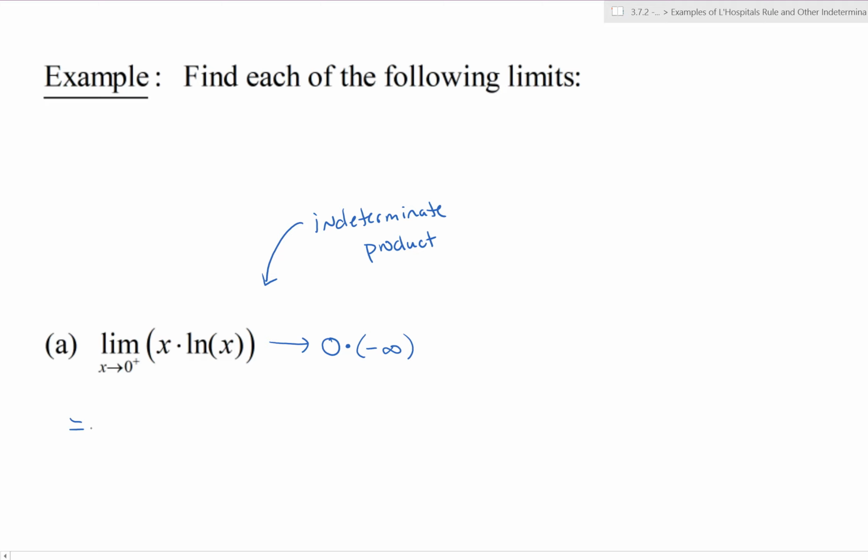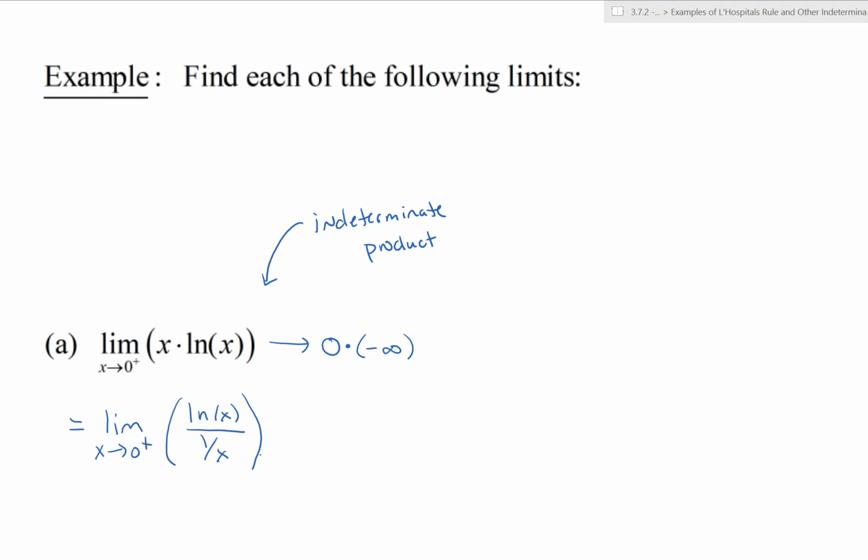Let's try that. Let's rewrite this as the limit as x goes to 0 from the right. And what I'm going to do is divide by the reciprocal of x here, giving me the same limit, but in a different form, the natural log of x divided by 1 over x. So that's literally the exact same thing, right? Because dividing by 1 over x is just the same as multiplying by x. However, it's in this other form now.